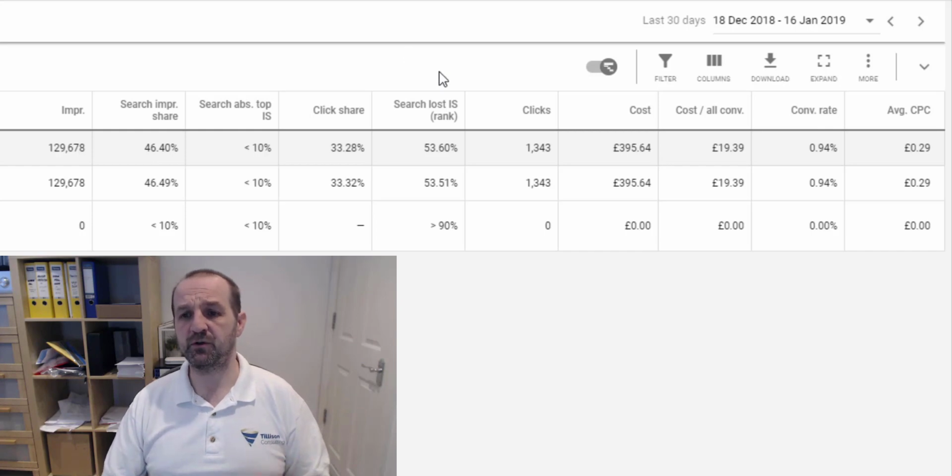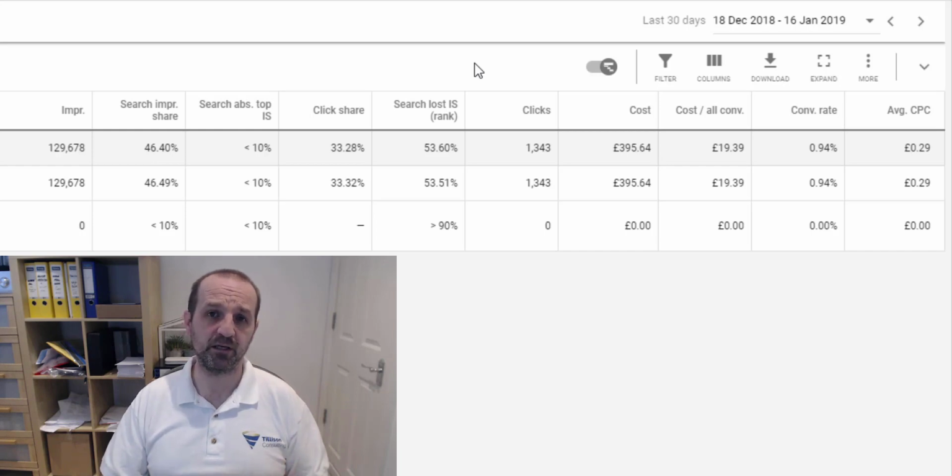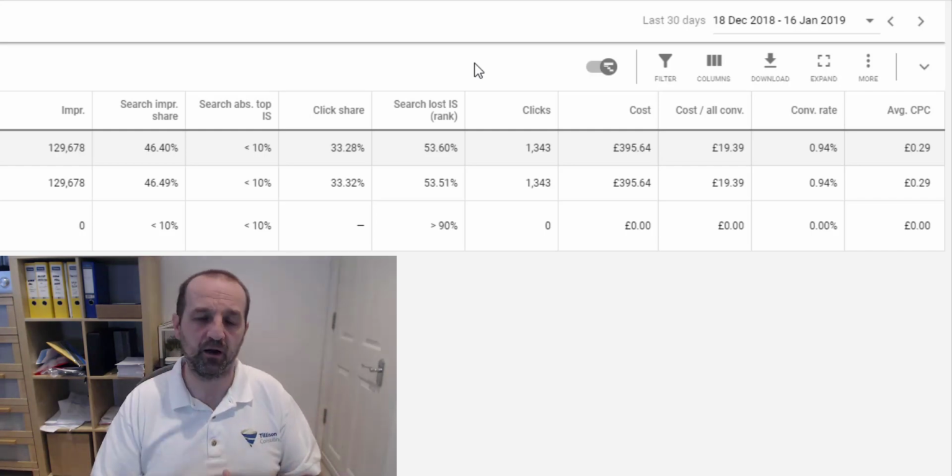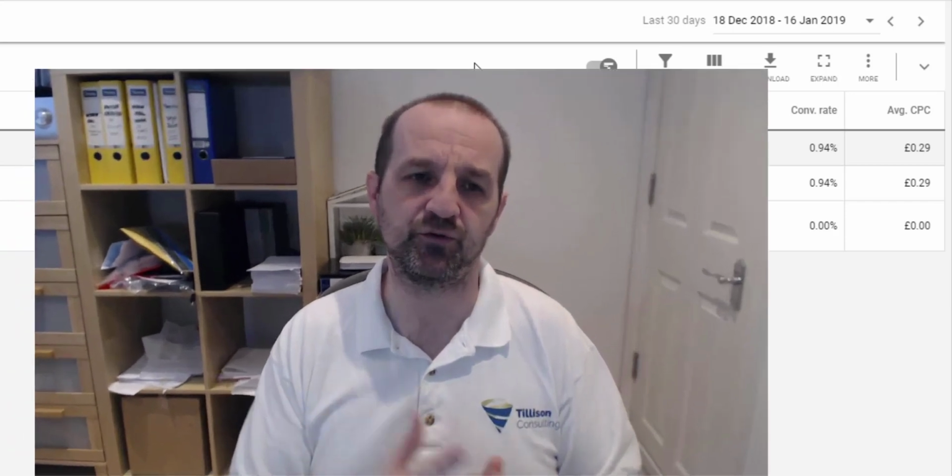And then search lost impression share due to rank. Generally, that, again, like search, is going to be the relevance of those products for the queries that are being typed into Google, but also the bids as well. So that's kind of wrapping up these top metrics that Google has introduced.